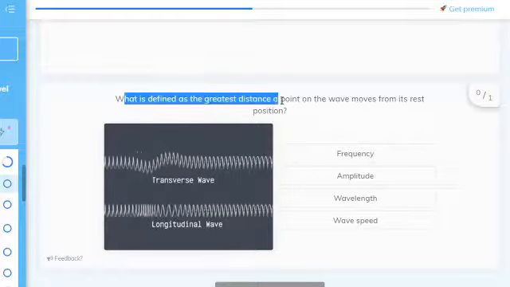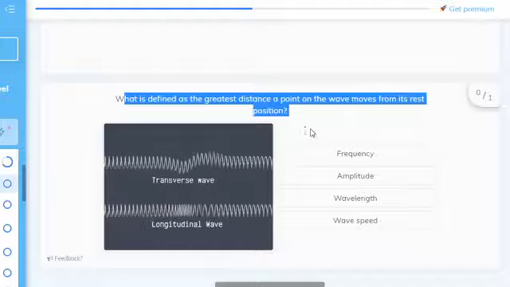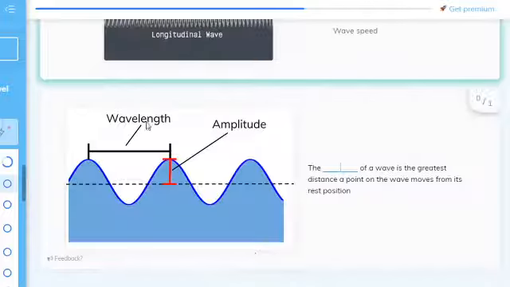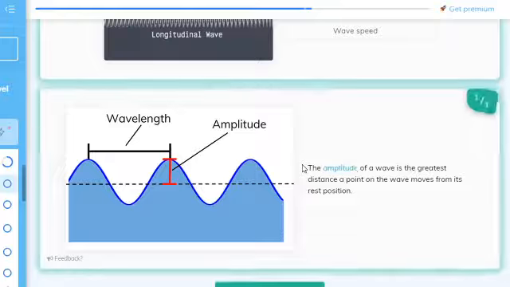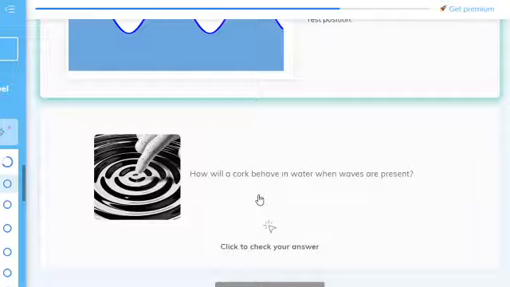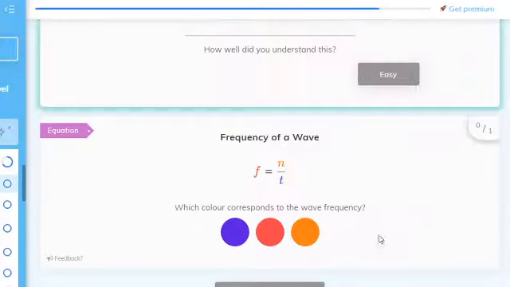What is defined as the greatest distance a point from a wave moves from its rest position? That's the amplitude. So the greatest displacement of a wave is the amplitude. Simple. How will a cork behave in water when waves are present? It will move up and down. Yeah, it will move up and down. It just won't move any other way.